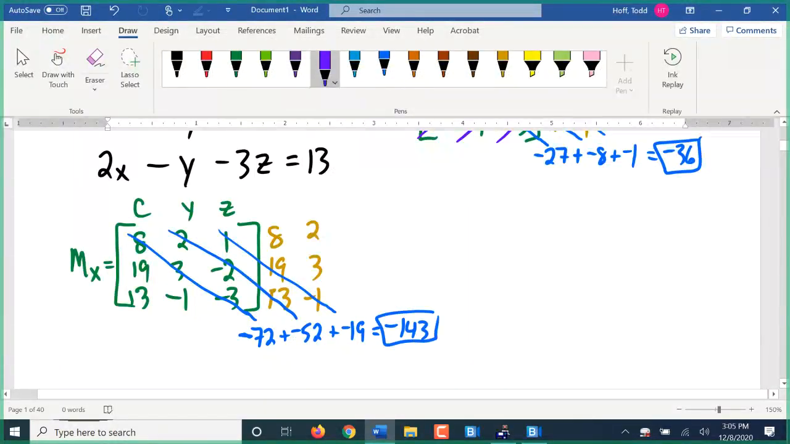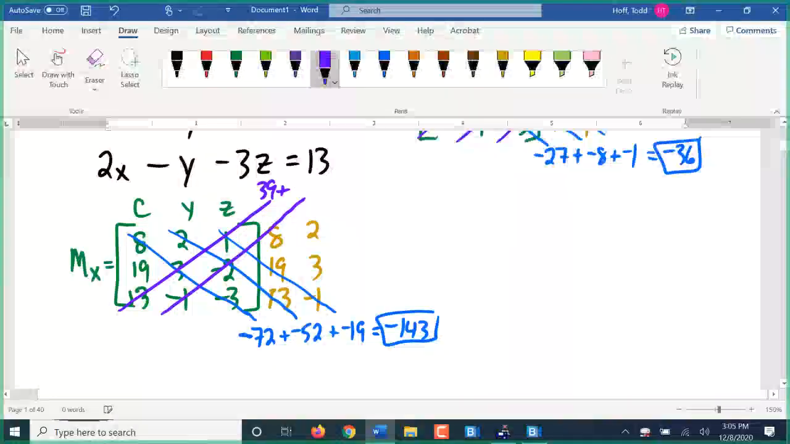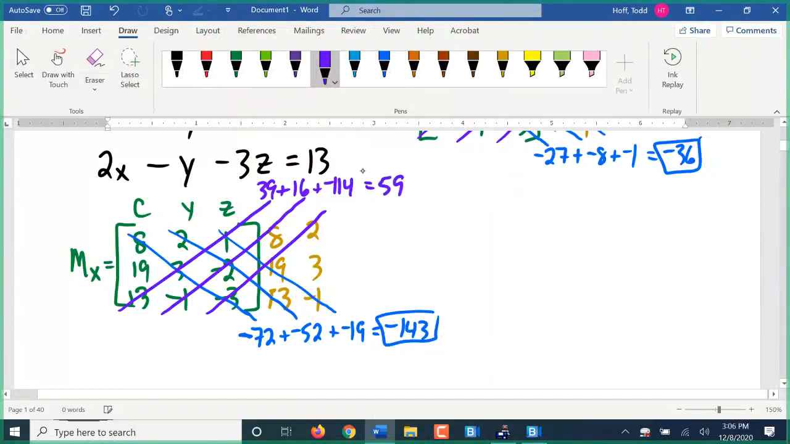Going up, 13 times 3 times 1 is 39, plus -1 times -2 times 8 is a positive 16, and -3 times 19 times 2 is, I believe, -114. Yes, and that adds up to -59.